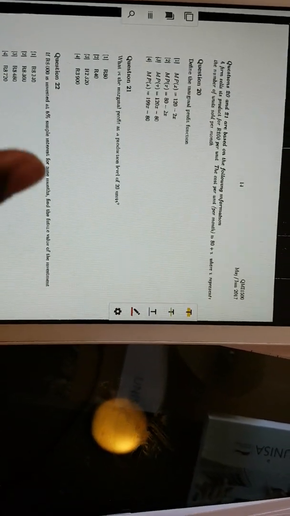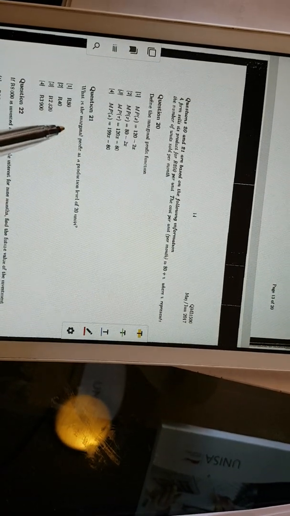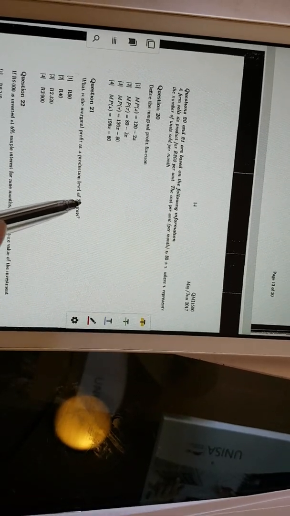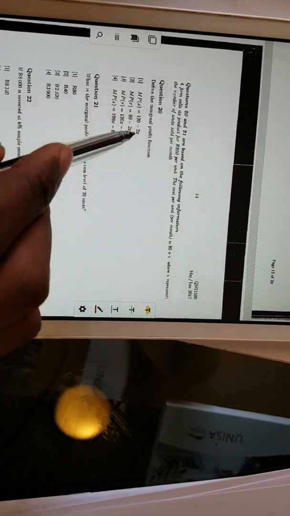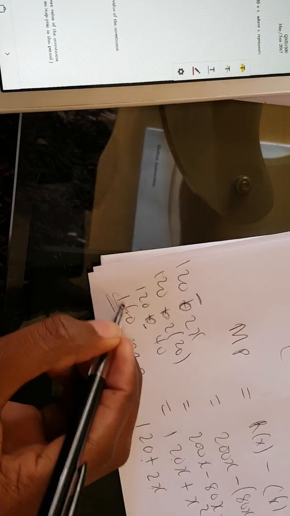So let's have a look here. What is the marginal profit at a production of 20 units? Okay, it's 120 minus 2X. I was saying plus, but it's minus 2X. So it's going to be 120 minus 40, which is 80. So our answer is 80, and 80 is option number 1. Okay, so this is how we do it.